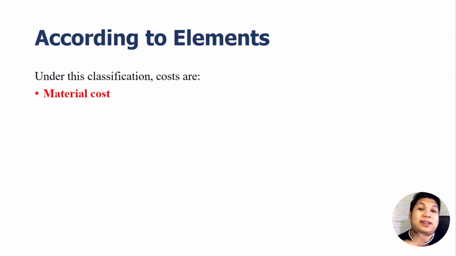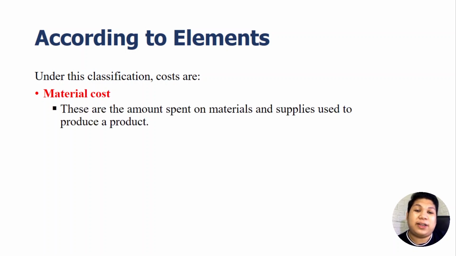There are actually three types of elements here: the material cost, the labor cost, and the overhead. Material costs are the amount spent on materials and supplies used to produce a product. For example, if you are into baking, before you can bake, you will need ingredients. You would need flour, sugar, milk, and so on. Whatever amount you spend on these ingredients is considered material costs, because these are the costs you spent on the materials and supplies.